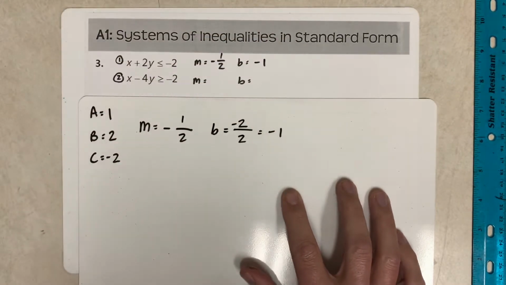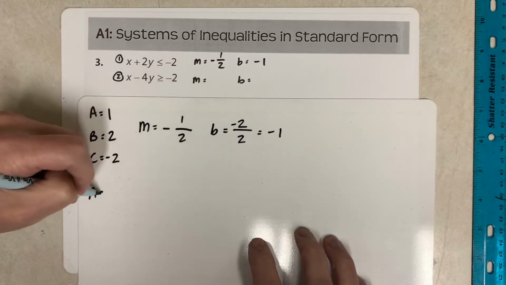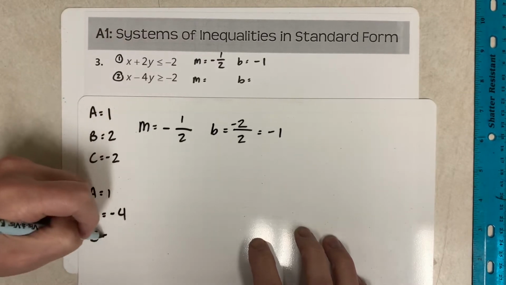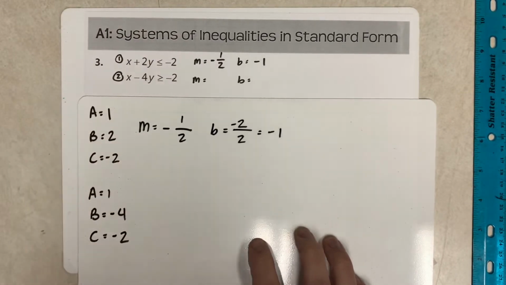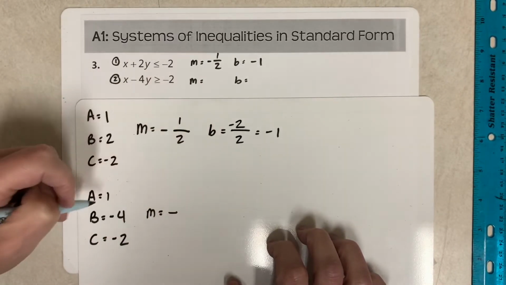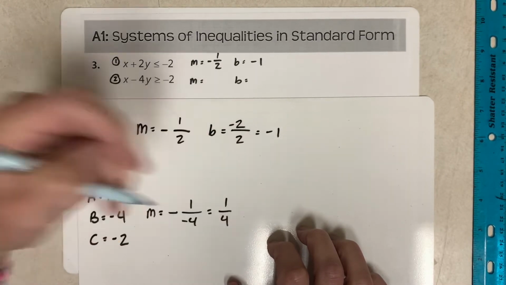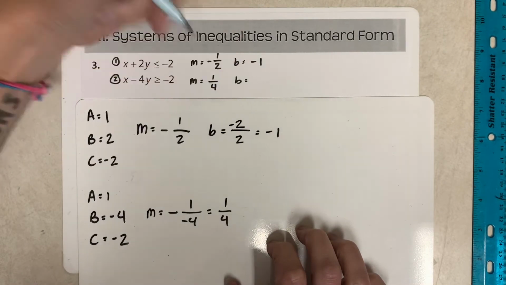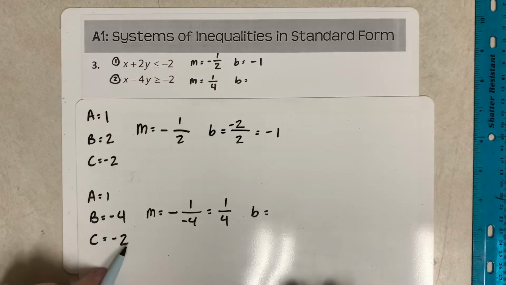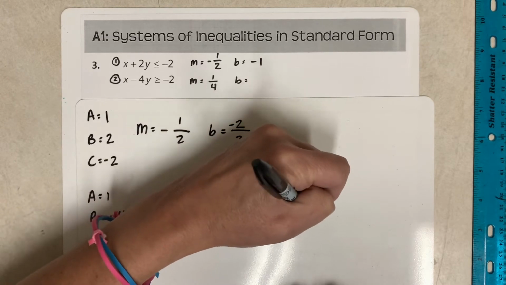So that's nice. All right, so let's do the bottom one, the second one. For the second one, I have an A of 1, a B value of -4, and a C value of -2. So my slope for this one is going to be -1 over -4, which is really going to be a positive 1/4. No big deal. My y-intercept is not going to be as fun because -2 divided by -4 is actually going to turn out to be a positive 1/2.